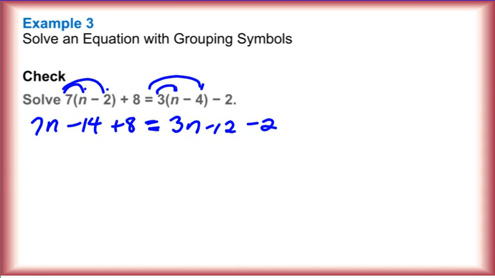Now that I got rid of my parentheses, I need to combine like terms on each side. So I have 7n, -14 plus 8 is a -6. Here, 3n, -12 minus 2 is a -14.